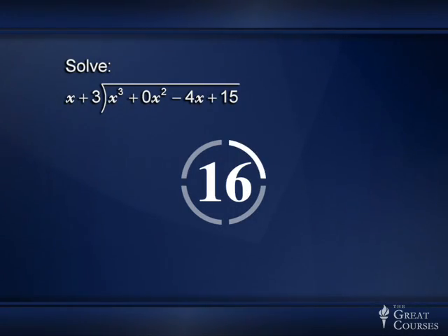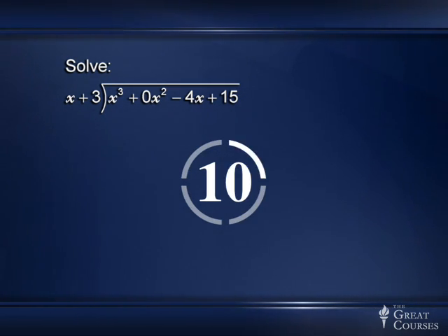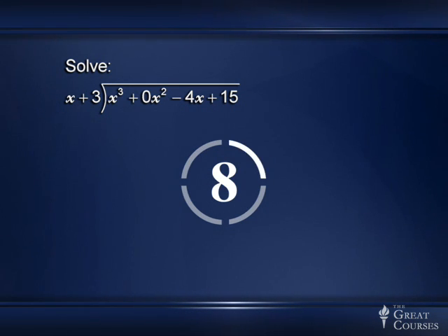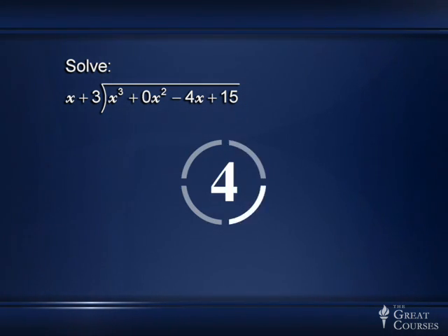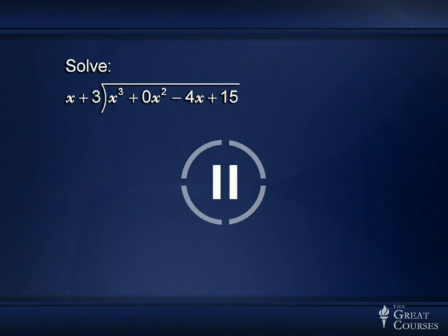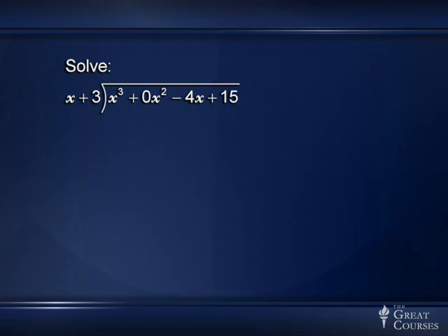So let me suggest that you now divide the original left-hand side, which was x cubed plus 0x squared minus 4x plus 15. Remember to add that 0x squared in there if you're going to do long division. Divide that quantity by x plus 3 and see what you get. Well, first of all, you should have gotten a division that had 0 remainder because x plus 3 is supposed to be a factor of the original polynomial.